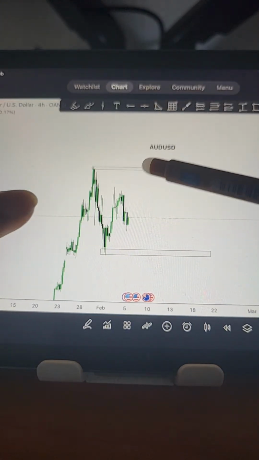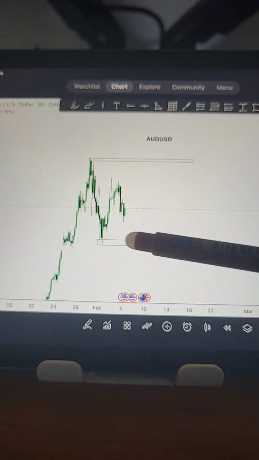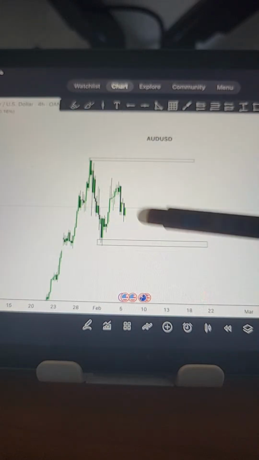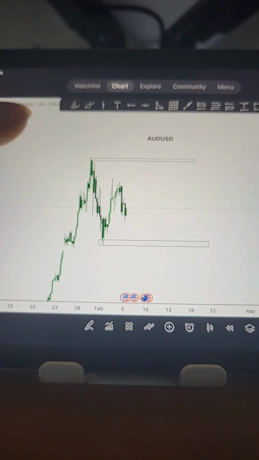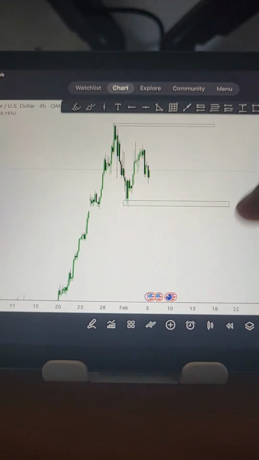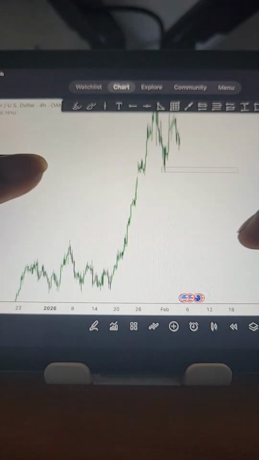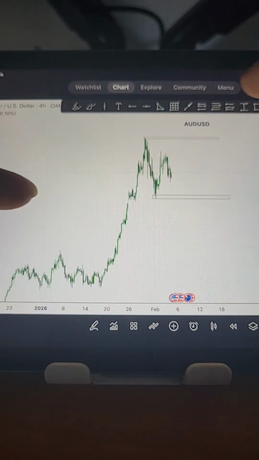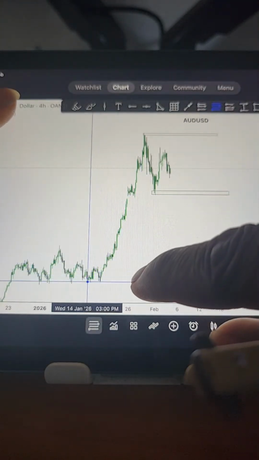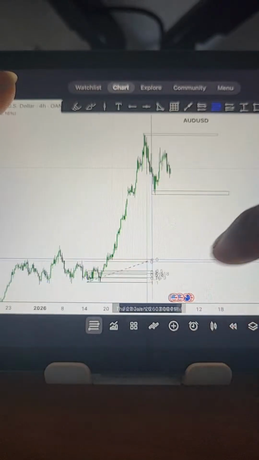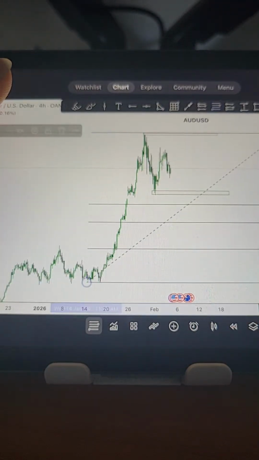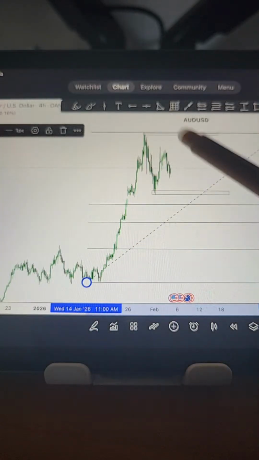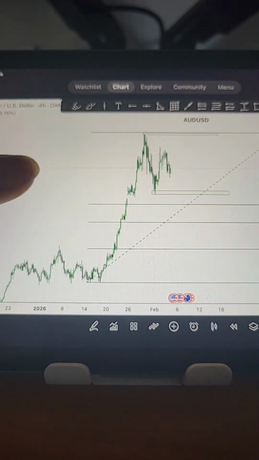So this is my structure here. From here to here is my area of interest. So price is still inside this trading range. So what I'll be waiting for is, we are bullish, guys. We are bullish. So the last low that created this high is this zone. So this was the low that created this massive movement to this high you are seeing here.